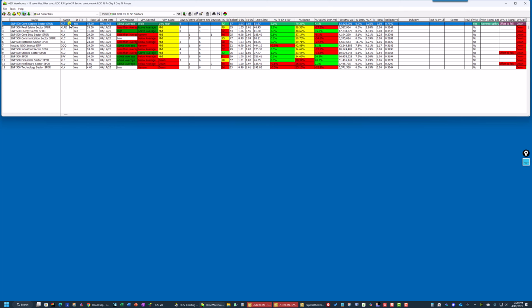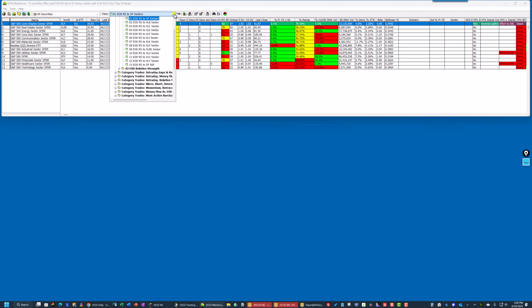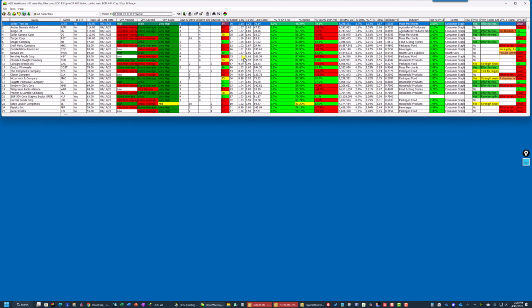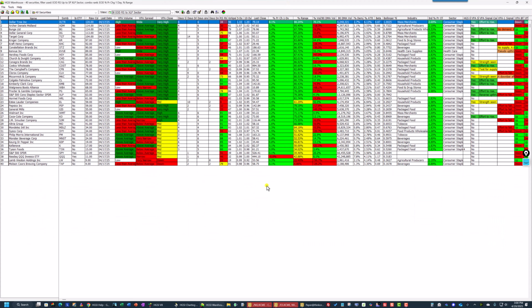I'm going to take a look at the XLP, and to get there, all I have to do is click on the down arrow key and move down to XLP, and then suddenly I have all of the stocks that are in that sector, and these are placed in there by Standard & Poor's. I just download all of the stocks off of Barchart. They have them all organized and I just put them into the individual folders.